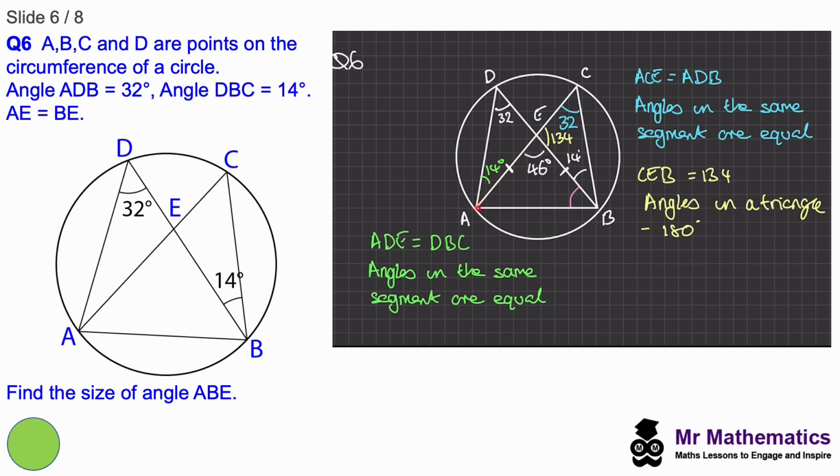And because this is an isosceles triangle, we know this one will be 180 take away this one divided by 2, which is 67 degrees. And we can say that 67 because base angles are equal in an isosceles triangle.